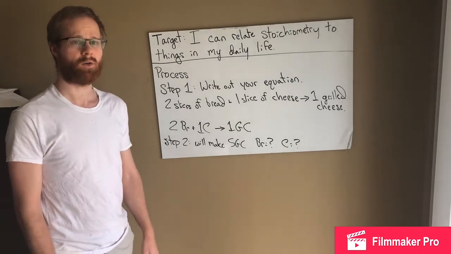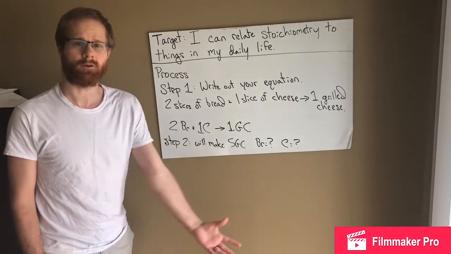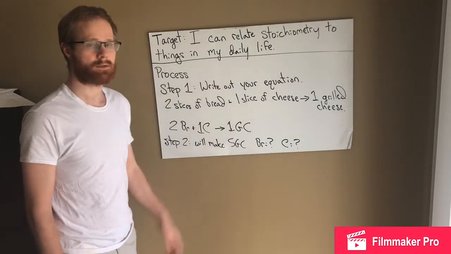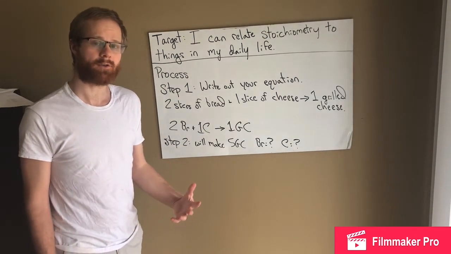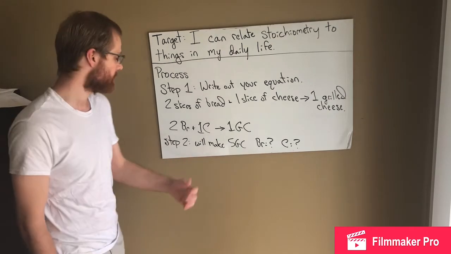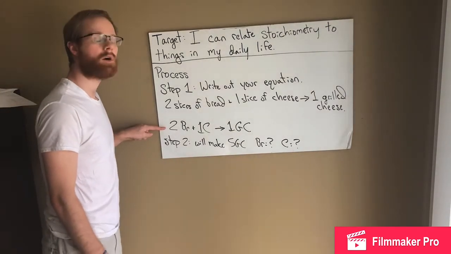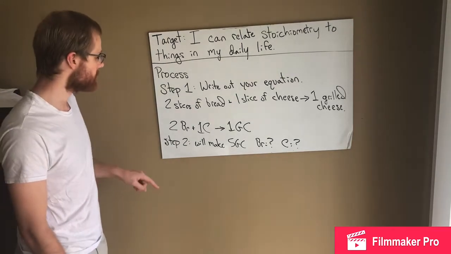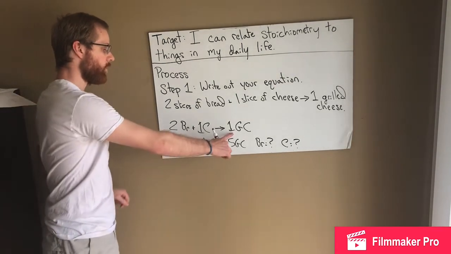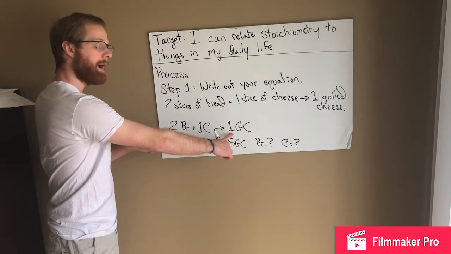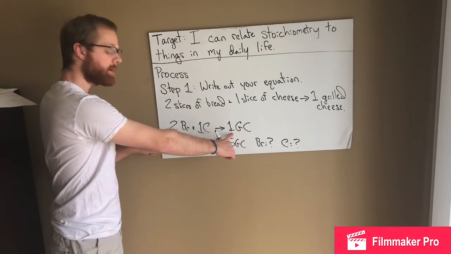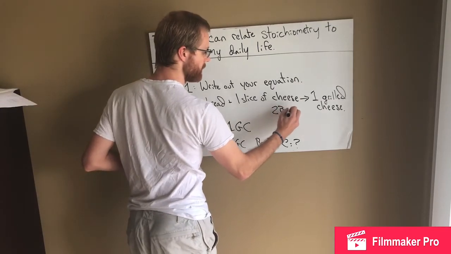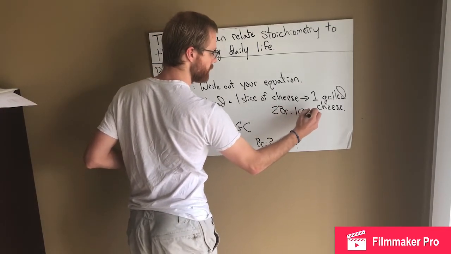What else do we know? Well, let's identify our conversion factors. Remember from our past little segment, a conversion factor is just a ratio of 2 numbers. So let's use our equation to find some comparisons between these numbers. I know that in order to make 1 grilled cheese, I'm going to need 2 slices of bread. So a conversion factor would be 2 BR is equivalent to 1 GC.